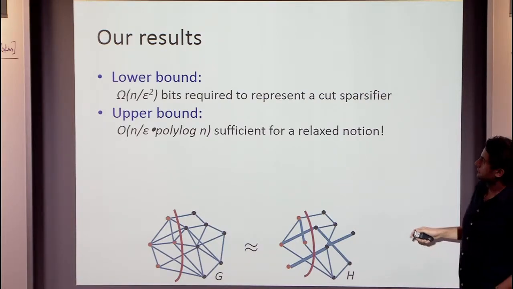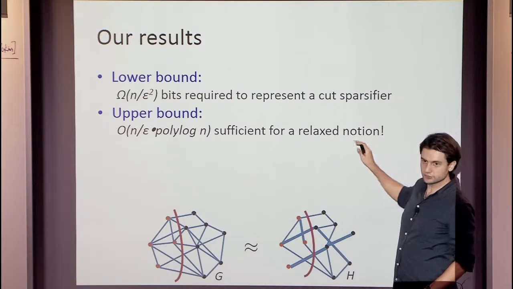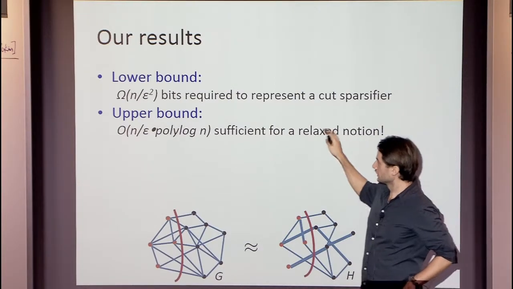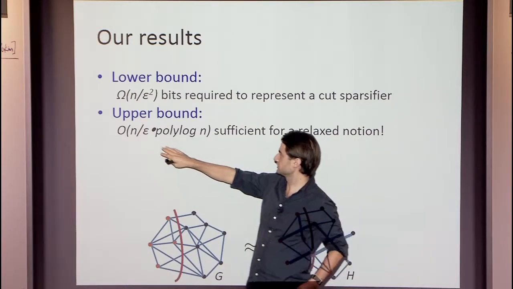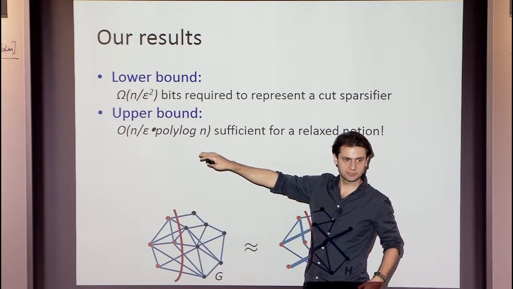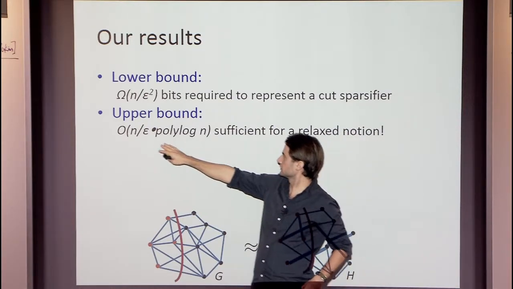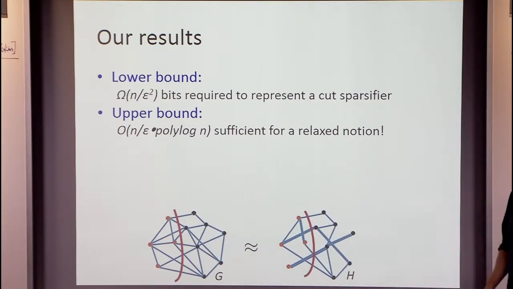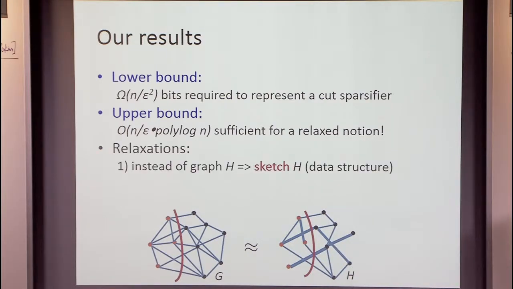On the upper bound side, we show that actually, if you change the notion, well, what exactly we mean by cut sparsifier, we can obtain a dependence which is just n over epsilon. In particular, we'll give a construction that gives a size n divided by epsilon times polylog for a relaxed notion. What does the relaxed notion mean?